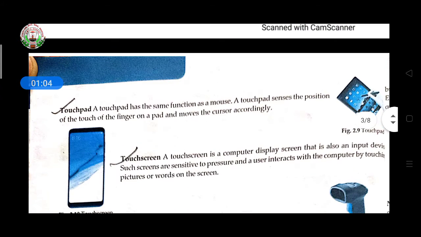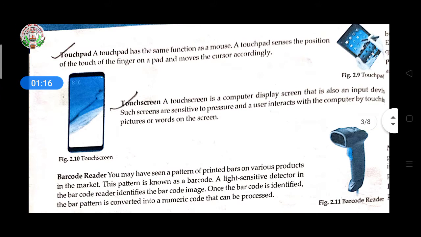Then the touchpad has the same function as a mouse. The touchpad senses the position of the touch of the finger on the pad and moves the cursor accordingly. So the touchpad is the same as the mouse, where if you want to open particular icons with the help of the mouse, the same is given here in the touchpad.